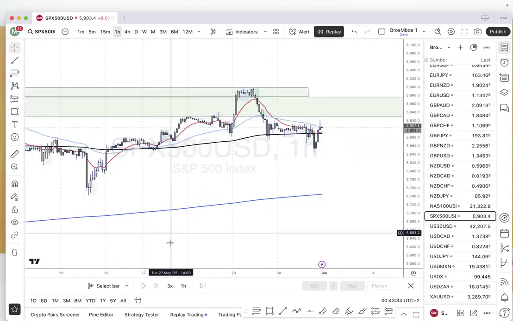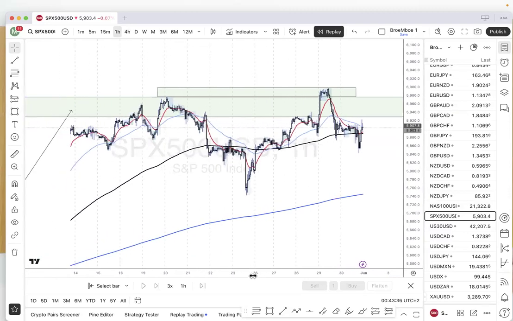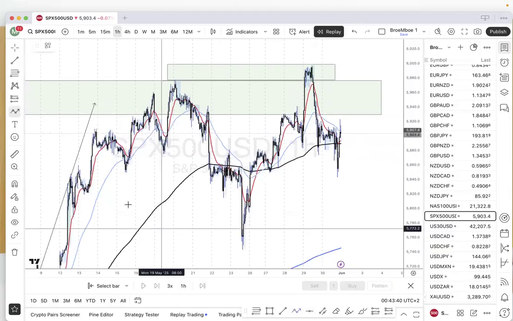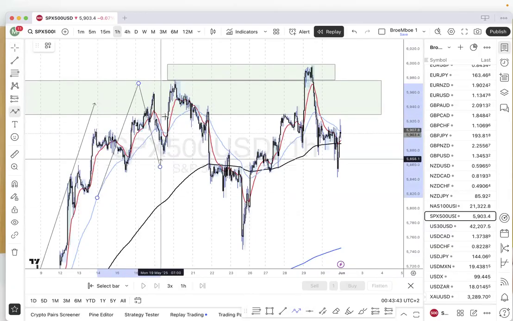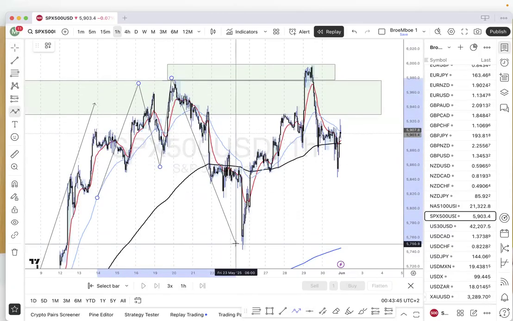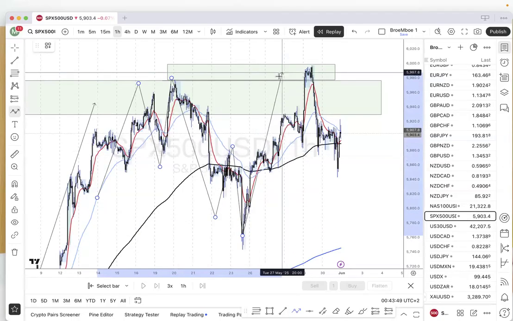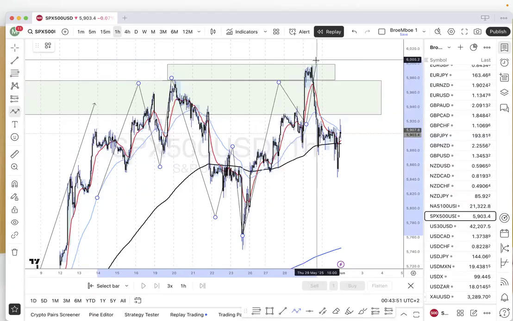Go now to H1. We want to clearly identify this peak. On the first leg, you can clearly see we've got a good peak, then a drop, another peak, and then up and another peak.